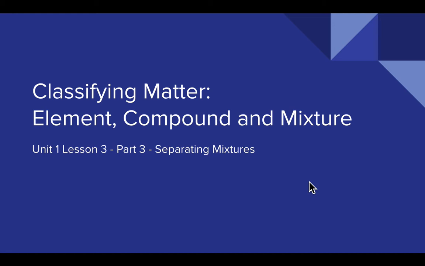In the last two videos, we talked about the difference between a pure substance and a mixture, and the fact that elements cannot be broken down into simpler substances. Compounds can only be broken down into their elemental parts by a chemical change. But mixtures can be separated somewhat more easily by exploiting physical changes and physical properties. And we're going to talk about three ways to separate mixtures here.